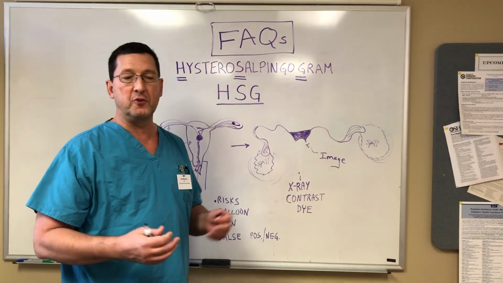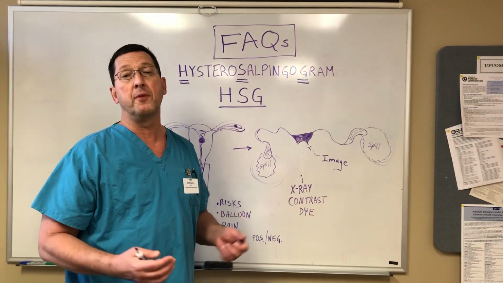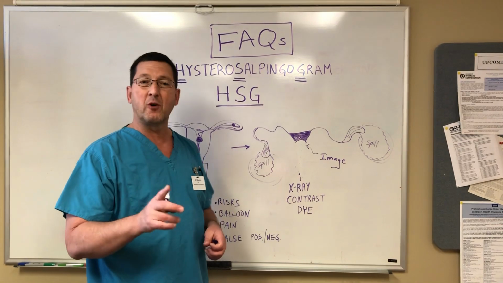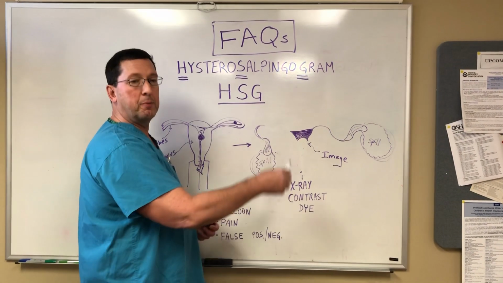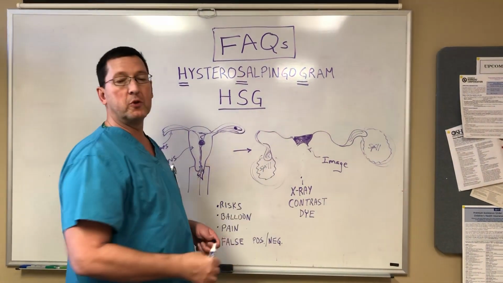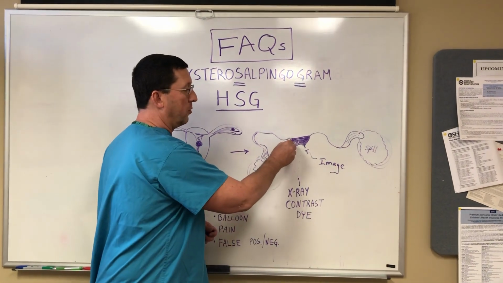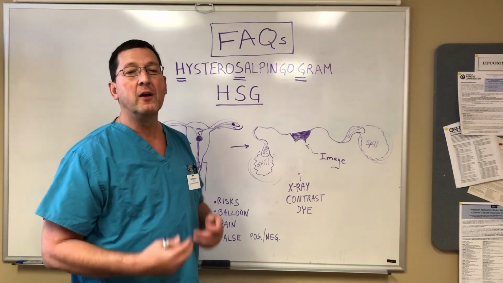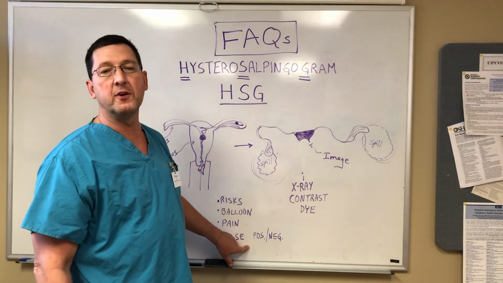When I do this procedure, it takes maybe 45 seconds. It's associated with a little pinch, a little cramp, and then it's over with. Now, sometimes it hurts a little more if the tube seems to be blocked and we push the dye a little harder. Then sometimes the dye will come out, wash the tubes open, which is one of the benefits of the procedure. That's when it might hurt a little bit more, but generally it's not too bad when an experienced doctor does it.